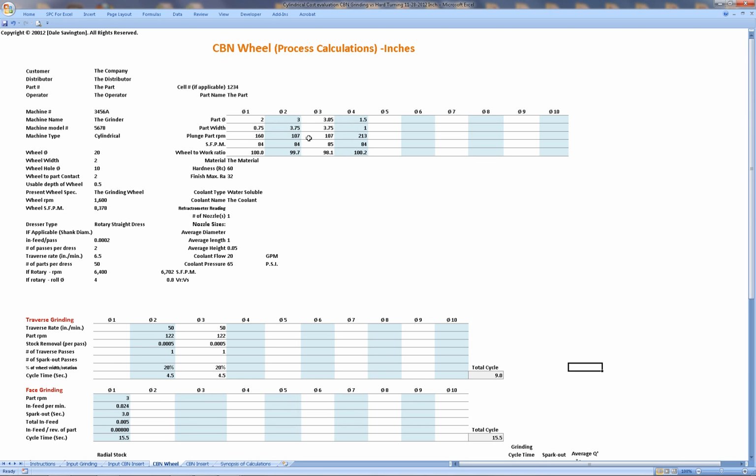The plunge RPMs are what we had entered. And that gives us the surface foot based on the RPM and the diameter of the part of 84, 84, 85, 84, which calculates almost to a 100-to-1 ratio between the wheel and the work.